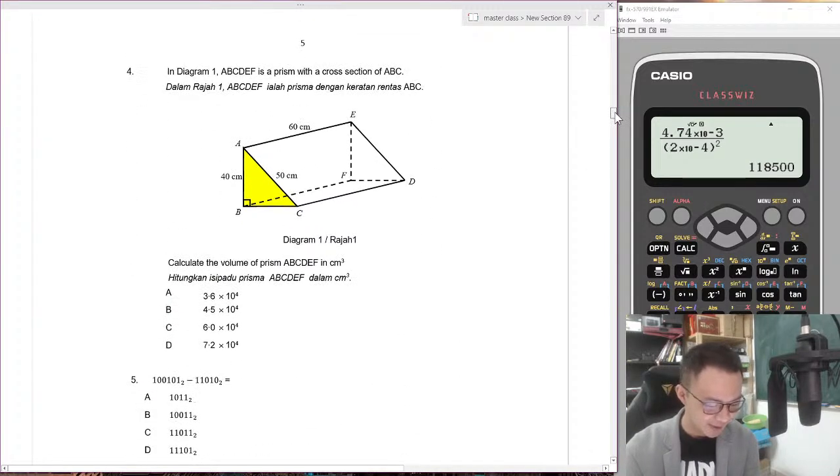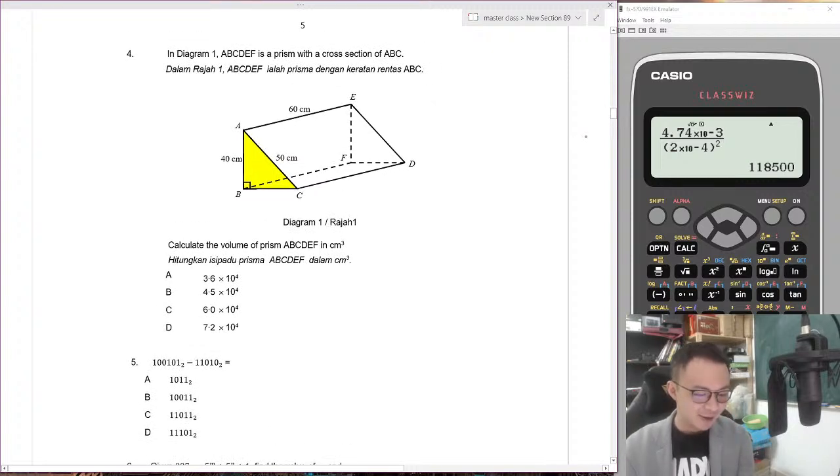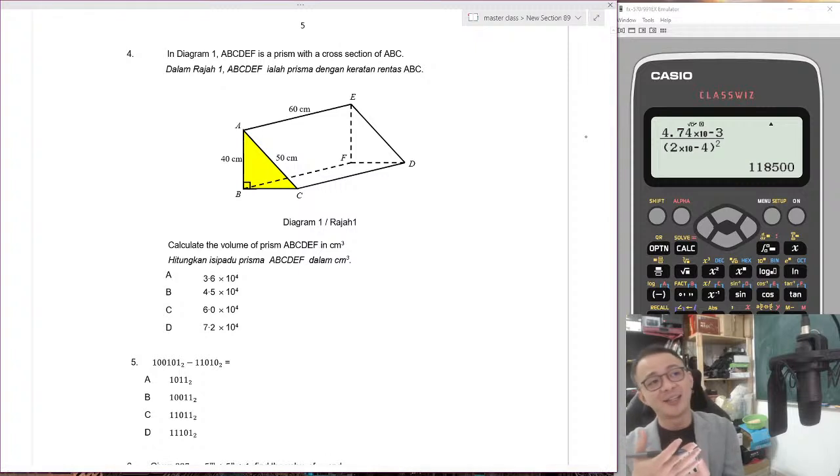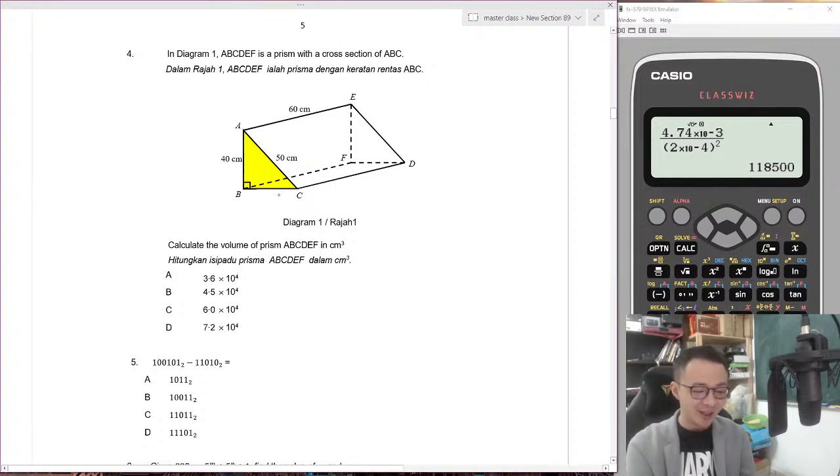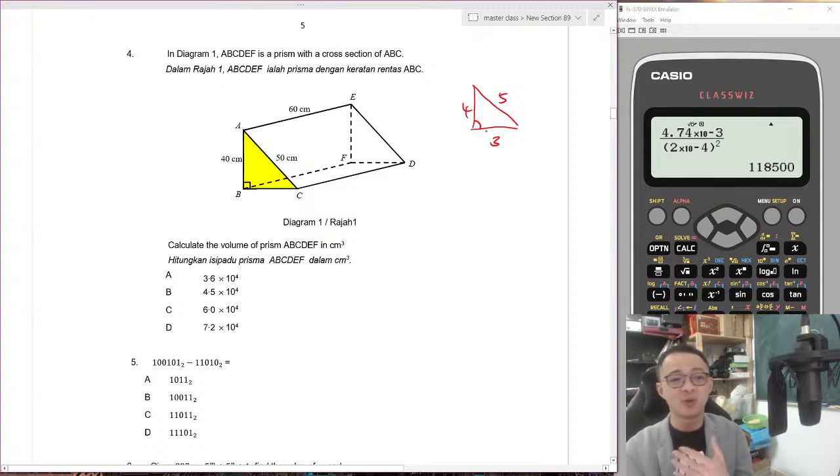Next one. This one is a prism. A prism is quite easy. We just need to find one of the identical areas and then multiply by the length. They already shaded it for you in yellow. But the problem is you have the height but you don't have the base, so you need to use Pythagoras. Pythagoras tells you about 3, 4, 5, or you can use 50 squared minus 40 squared and square root it. So this one I know is 30. So I can find this area, multiply by the length, and get the volume.